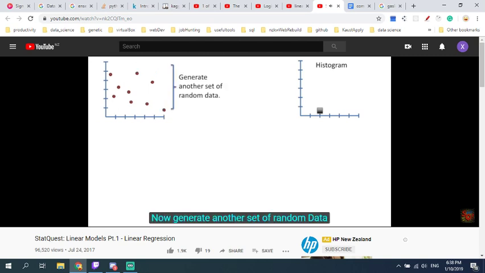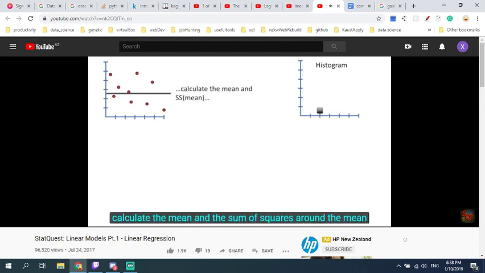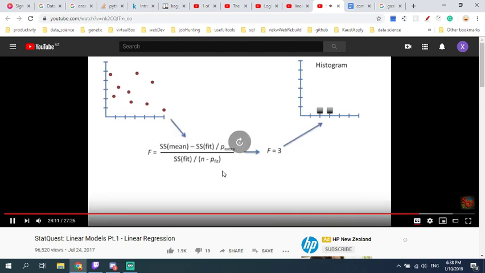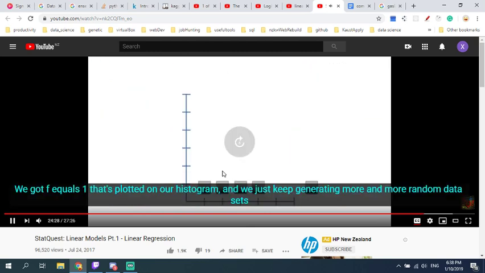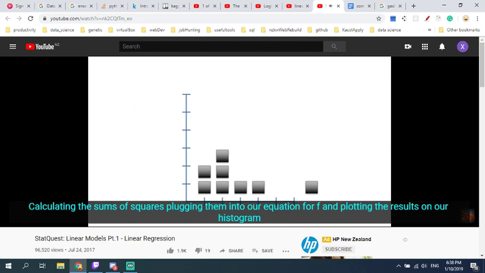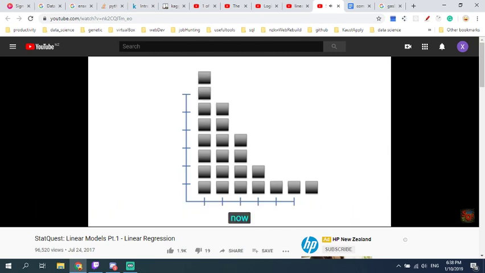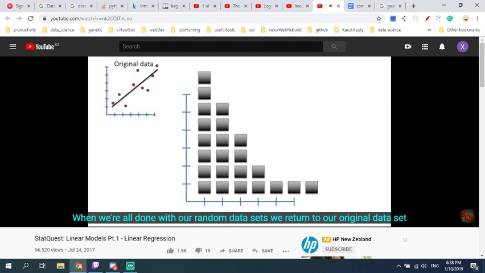Now generate another set of random data. Calculate the mean and the sum of squares, and plot the result in the histogram. And we just keep generating more and more random data sets, calculating the sums of squares, plugging them into our equation for F, and plotting the results on our histogram. Now, imagine we did that hundreds, if not millions of times. When we're all done with our random data sets, we return to our original data set. We then plug the numbers into our equation for F.